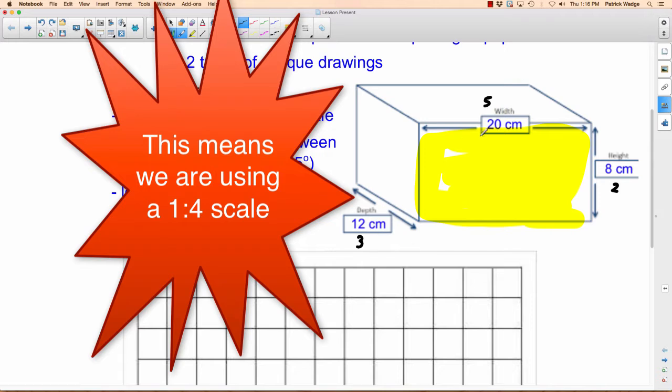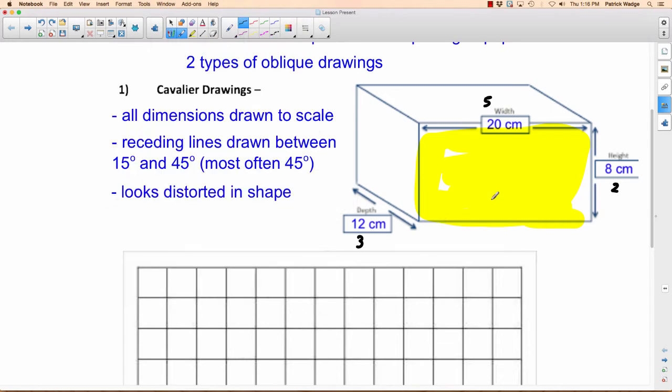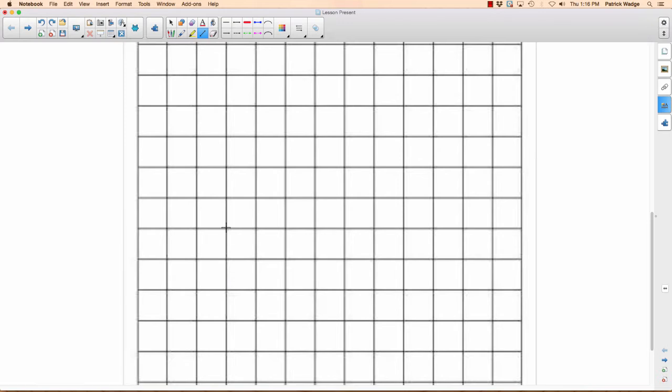So if we use those dimensions instead of the 12, 20, and 8, if we use the 3, the 5, and the 2, we're still keeping it to scale. So why don't we do that? I'm going to start with the front. I have to go 5 across and 2 down. Okay, here we go. 1, 2, 3, 4, 5, and 2 down. 1, 2, and then we'll finish off that rectangle.